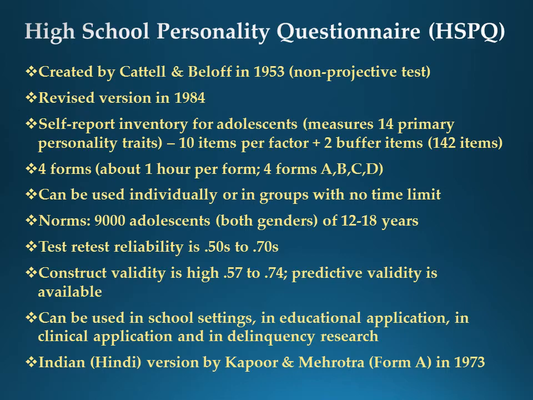Now, second-order factors are also available, just like the CPQ, where you're looking at introversion versus extroversion, then tough-mindedness, independence, and anxiety. So that's that for this test in terms of understanding the factors.